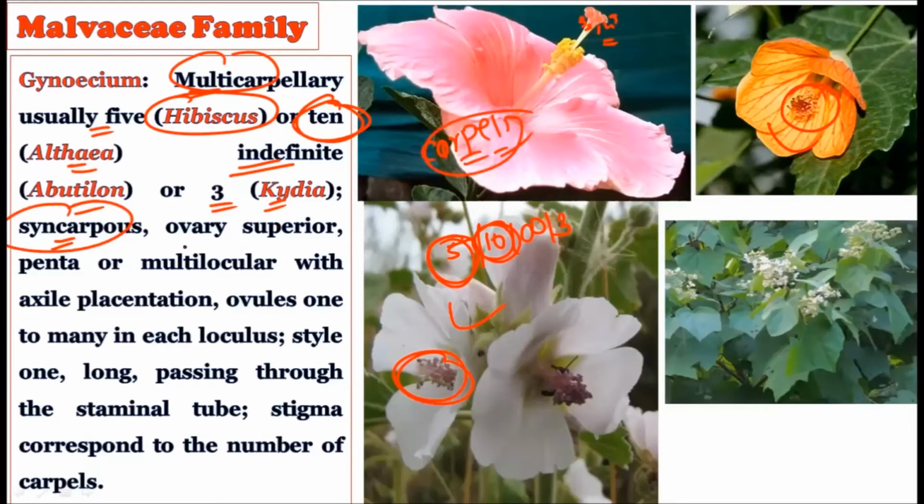Okay, then the ovary is superior, of course, and you must remember we have to give the underline below the gynoecium or the carpel number in order to show the ovary is superior. Okay, see, penta or multilocular with axile placentation. So how many locules are there in the ovary? It is pentalocular in nature. Okay, and axile placentation is there.